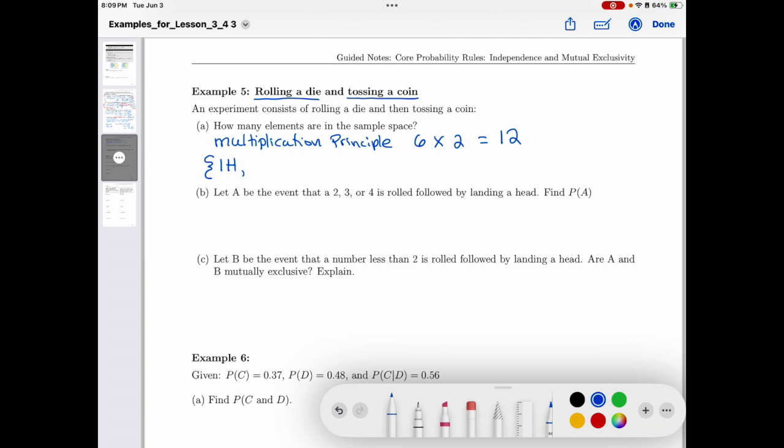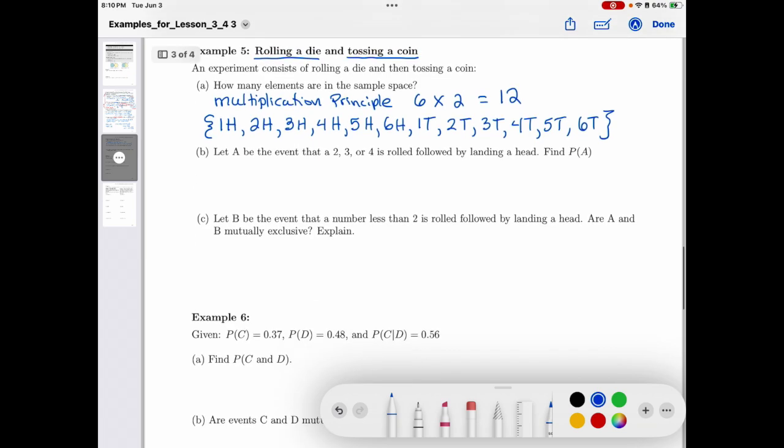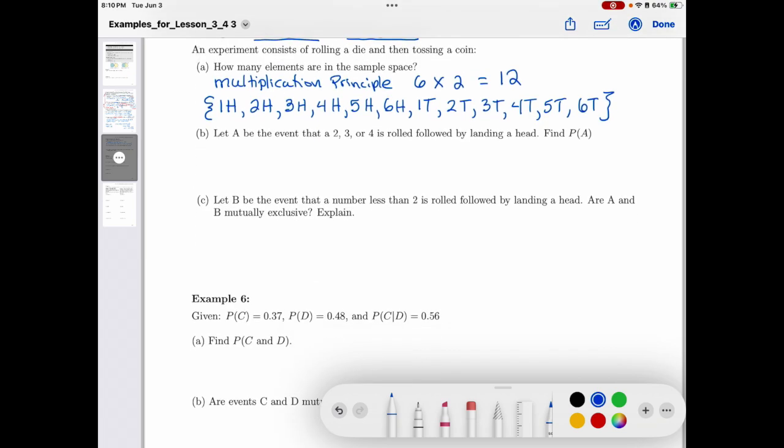When I put them together, I could get a 1 and then heads. I could get a 2 and then get heads. I could get 3 on the die and then get heads. I could get 4 and then heads, 5 heads, and then 6 and heads. Then I repeat that with tails. I could also get a 1 with a tail, a 2 with a tail, 3 with a tail, 4 with a tail, 5 with a tail, and then 6 with the tail. So you can see when we list it out, there are 12 possible outcomes. So this is our sample space written out.